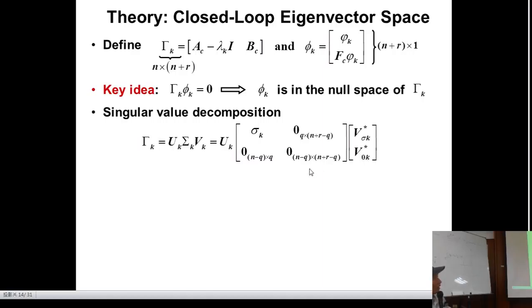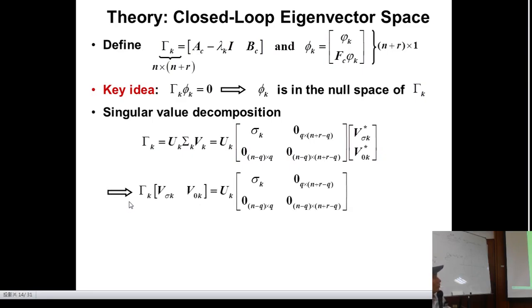The V0k means corresponding to those 0 terms. All right. Now, if I keep moving further, we'll be able to find out this gamma k. Move this to the left-hand side, and move the V gamma k V0k to the right-hand side. That becomes this V sigma k V0k.